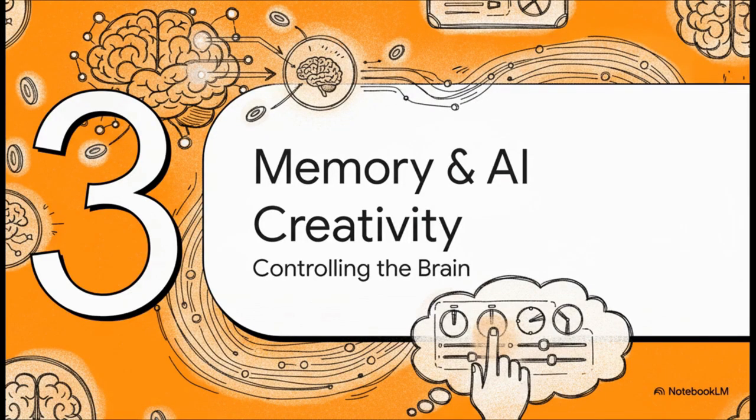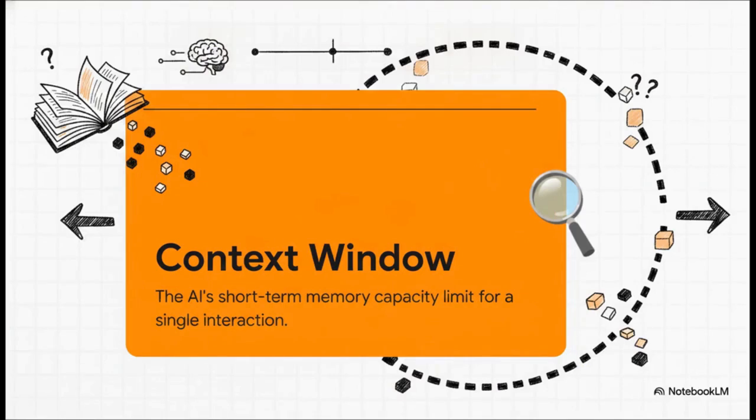Which brings us to Section 3, memory and AI creativity, controlling the brain. Because once the AI understands the words via embeddings, well, we've got to manage how it remembers and reacts to them. Just like us, an AI can't remember an infinite amount of information at once. It has a strict boundary, and we call this the context window. This is the AI's short-term memory capacity limit for a single interaction.